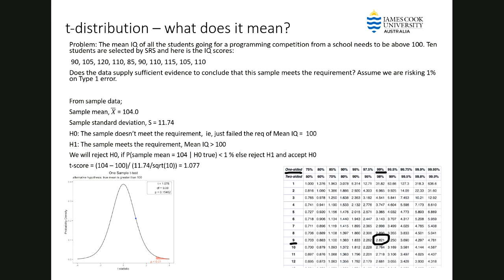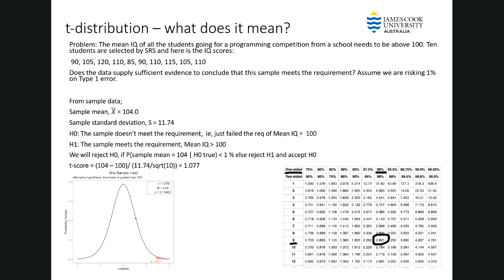How our requirement could be met is our test hypothesis, H1, and it should be an IQ above 100. We will reject our null hypothesis if, assuming the null hypothesis is true, the sample mean is this, conditional-probability wise. So we are going to calculate the probability of finding the sample mean of 104, given that our null hypothesis is true, and the probability is less than 1%.